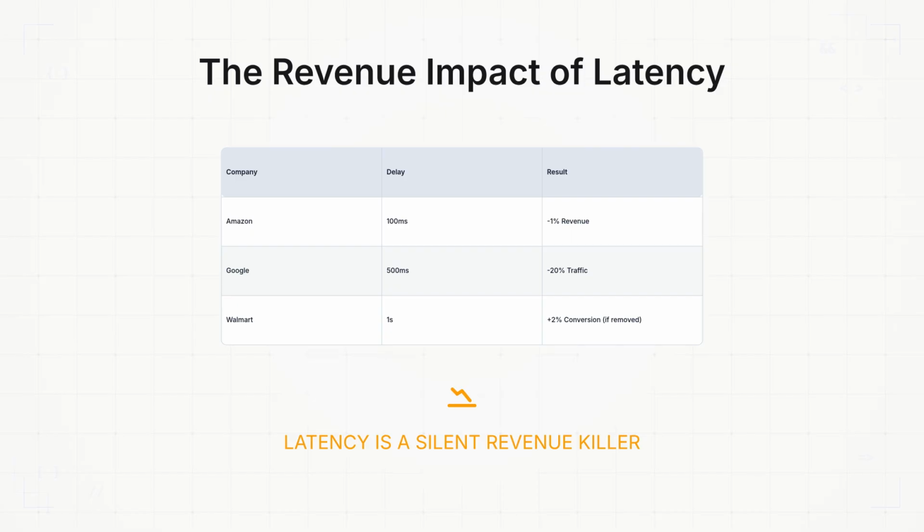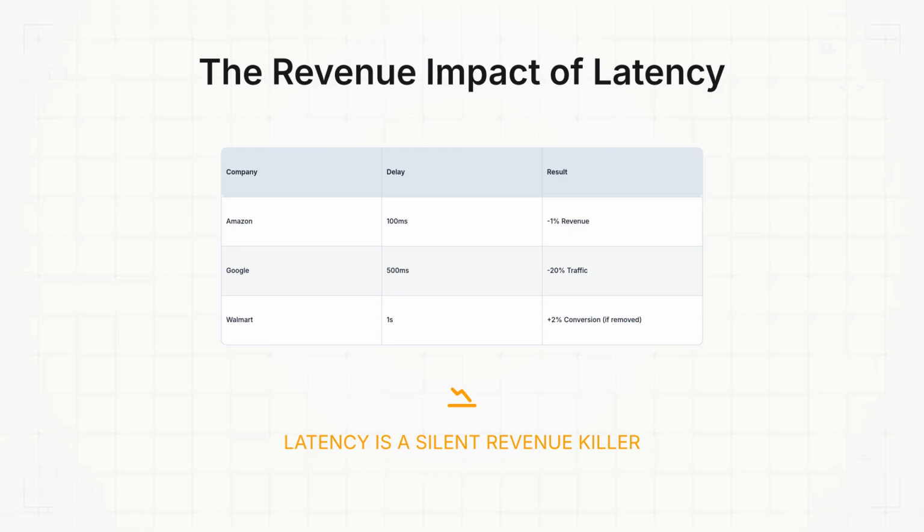Amazon reported that every 100 milliseconds of latency costs them 1% in total sales. When your app feels trashy, users don't just get annoyed, they leave. In a world of infinite choices, responsiveness is a competitive advantage. It signals quality, reliability, and respect for the user's time.